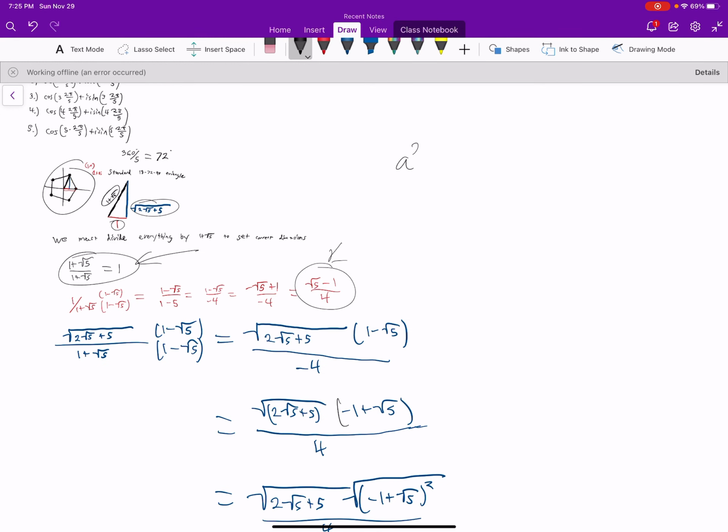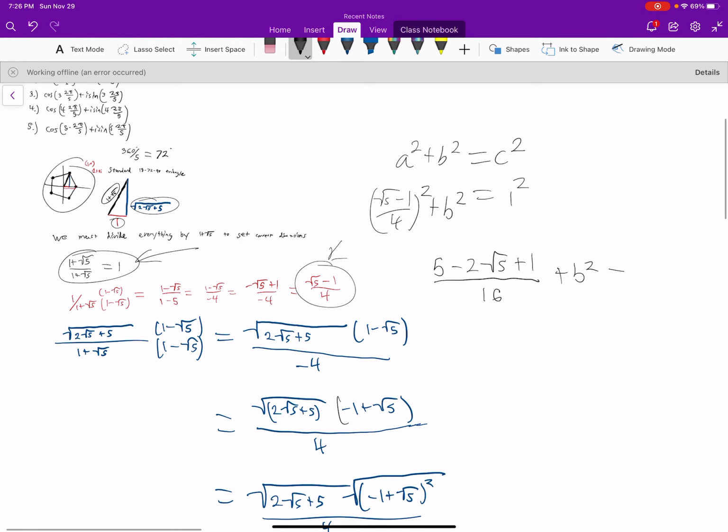So a squared plus b squared equals c squared. So this should be a hypotenuse. So that should be 1 squared. And then we'll do root 5 minus 1, root 5 minus 1 over 4 squared plus b squared. Okay, so this is going to be 5 minus 2 root 5 plus 1 all over 16 plus b squared equals 1.